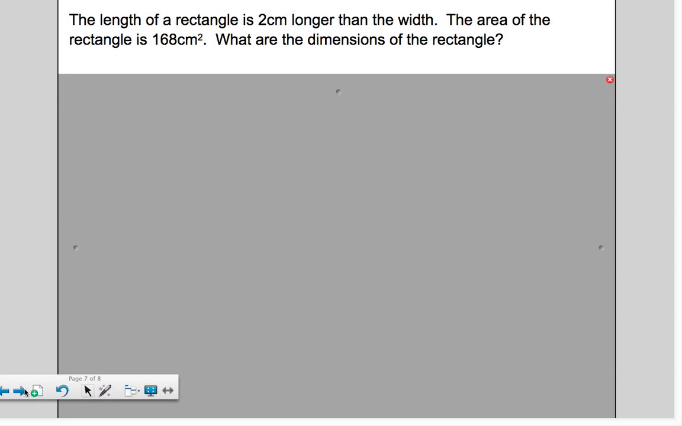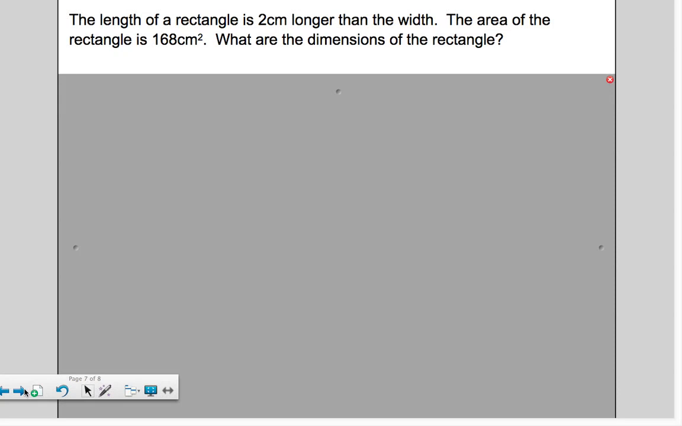So first thing you're going to do to solve this is draw a picture. So draw a picture of a rectangle, right? And now you get something visually to see and associate with it. What do we know about this rectangle? The length is 2 centimeters longer than the width.